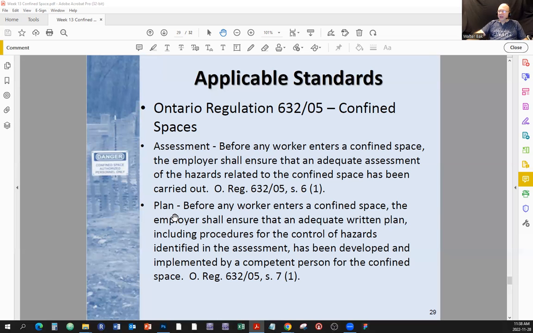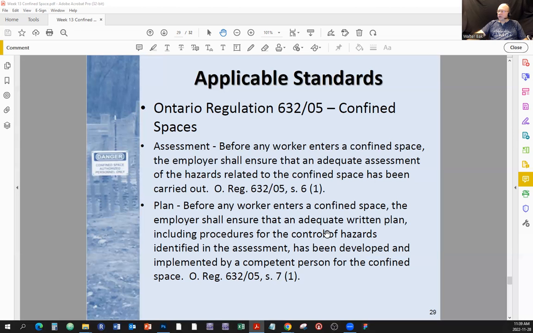Plan. All right. Before any worker enters a confined space, the employer shall ensure that an adequate written plan, including the procedures for the control of hazards identified in the assessment, has been developed. What has been developed? A plan, including procedures for control of the hazards.